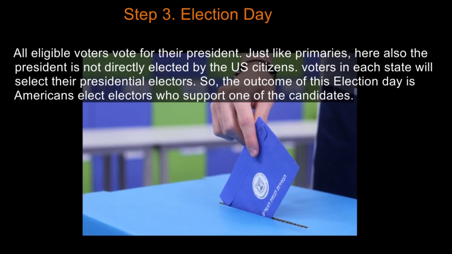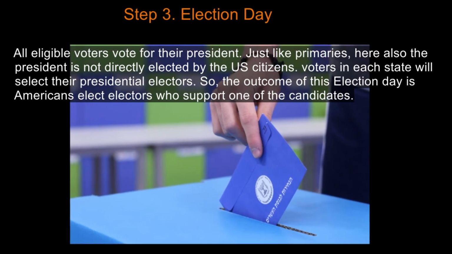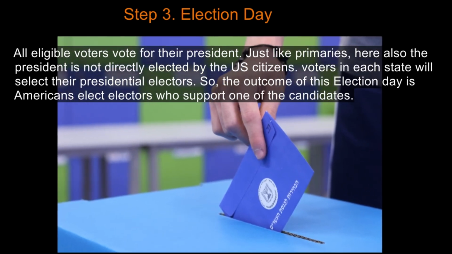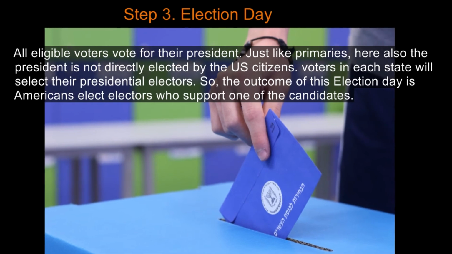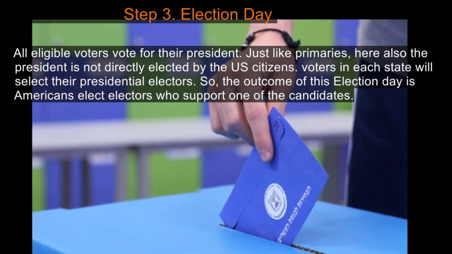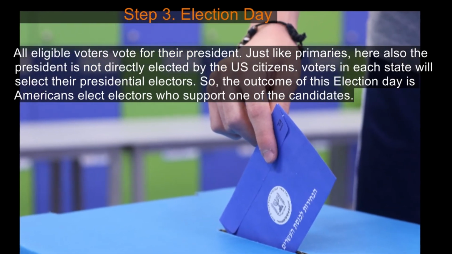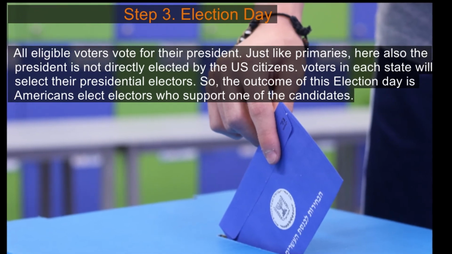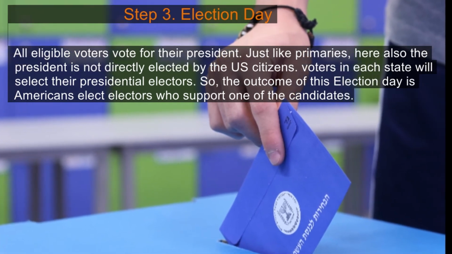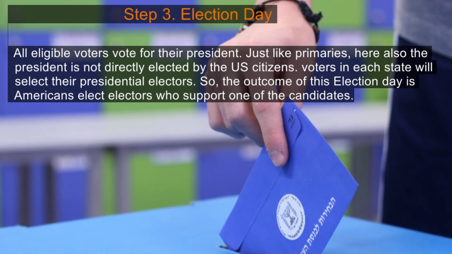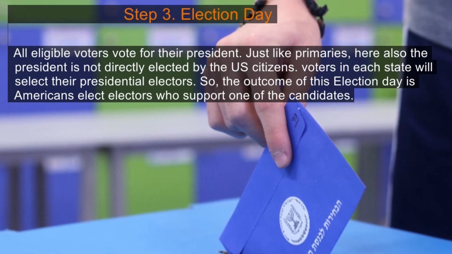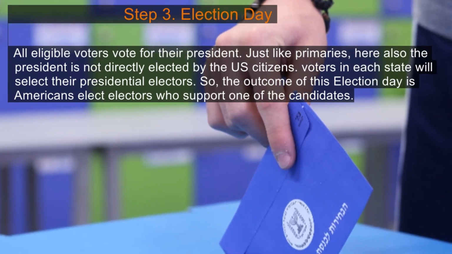Step 3. Election day. All eligible voters vote for their president. Just like primaries, here also the president is not directly elected by the U.S. citizens. Voters in each state will select their presidential electors. So, the outcome of election day is that Americans will elect electors who support one of the candidates.